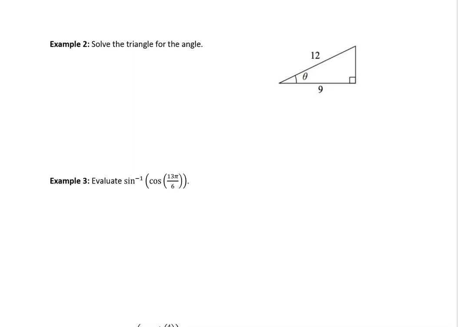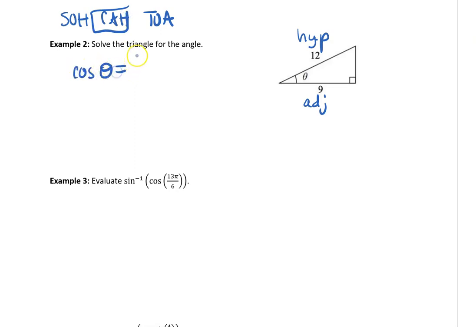Looking at these two examples here, it says solve the triangle for the angle. So let's think about this. What do we have? We have an angle we're trying to solve for, and we have something adjacent to it, and we have the hypotenuse. And so if you think about SOHCAHTOA, you see that you have adjacent and hypotenuse. So we know that cosine of theta is equal to adjacent over hypotenuse, or in this case, 9 over 12.